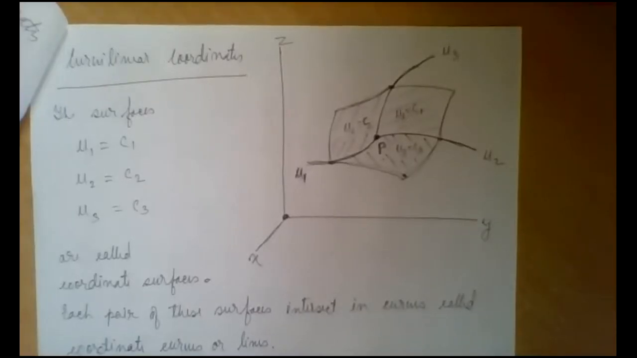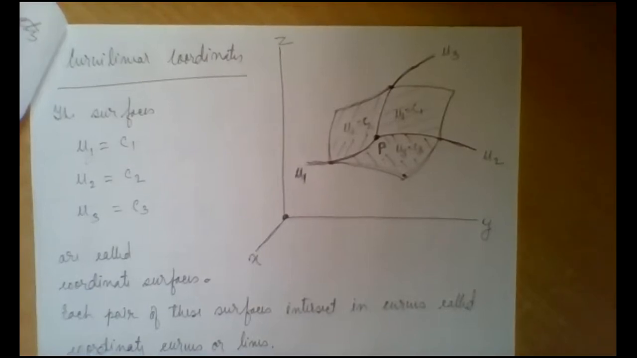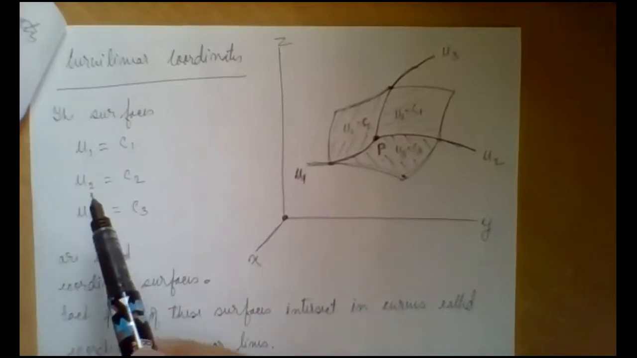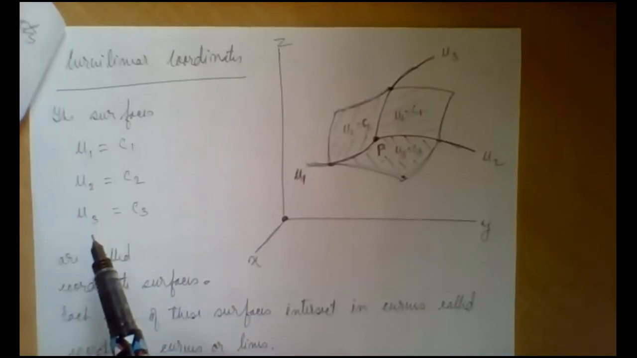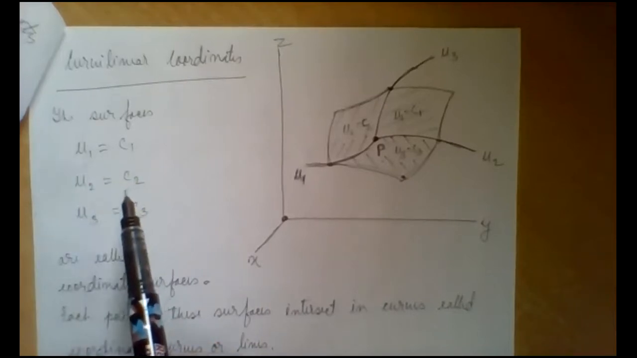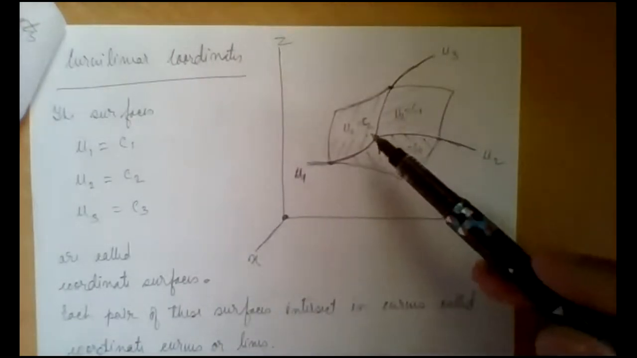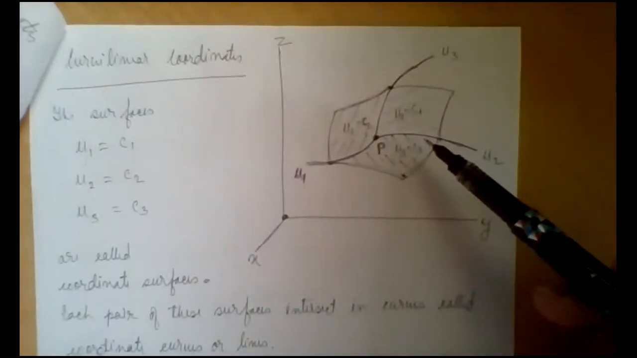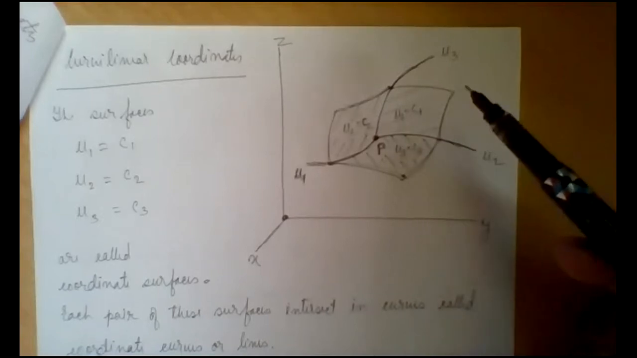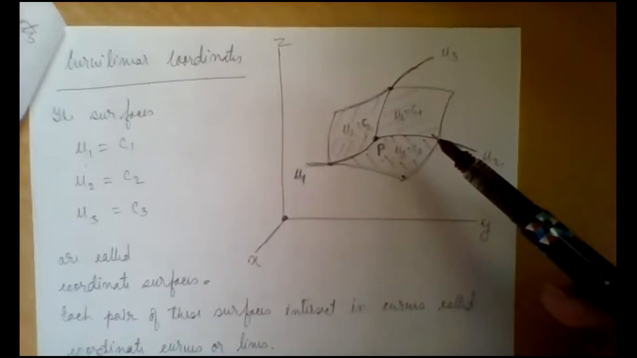In our last class, we studied some introduction to curvilinear coordinates. Here, U1, U2, and U3 are curvilinear coordinates, and the surfaces given by U1 equal to constant, U2 equal to constant, and U3 equal to constant are called coordinate surfaces. Each pair of these surfaces intersect in curves, and these curves are called coordinate curves.